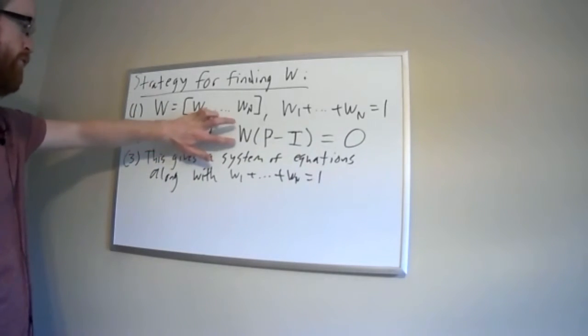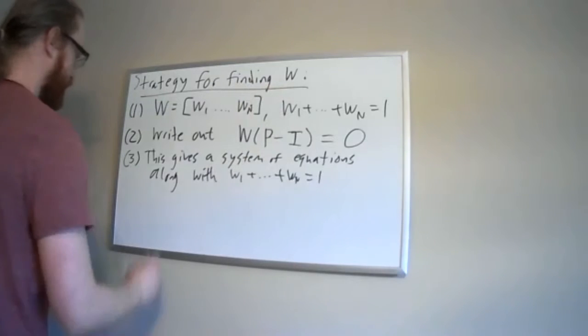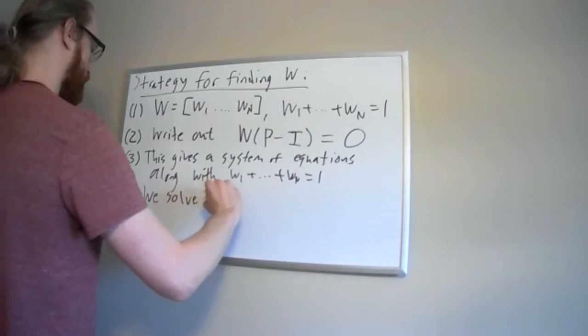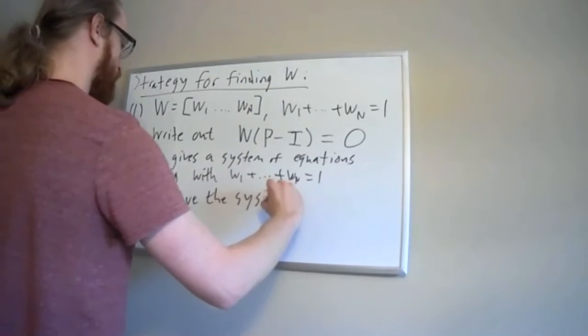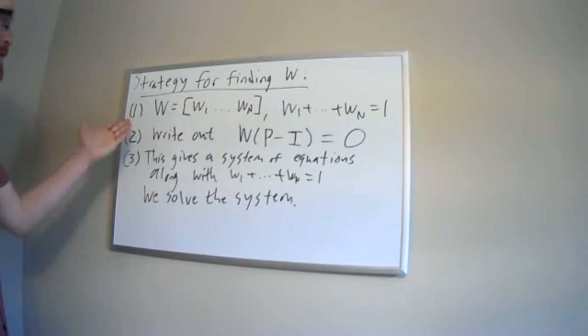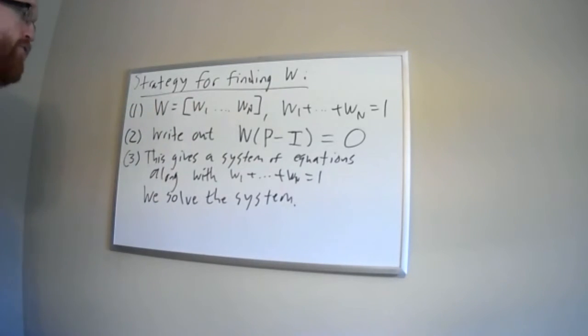So the equations that I get from writing this part out, along with this equation, give me a system of equations. So then we just solve the system. Once I solve the system, that tells me what each variable W has to be, and therefore I then know what the stable vector has to be, because now I know all the entries.